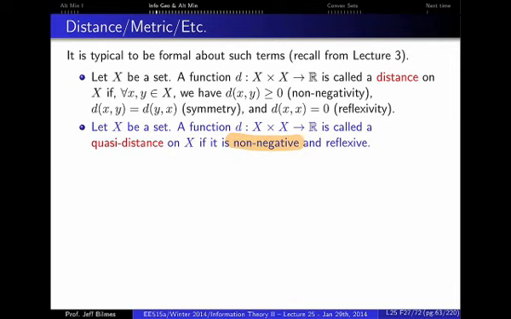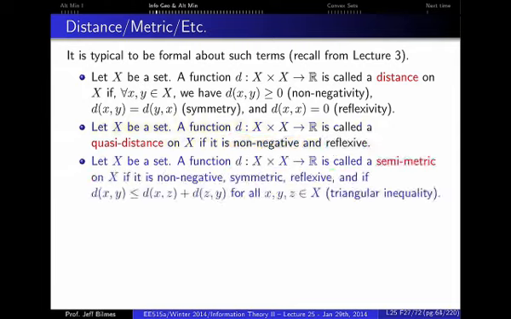Non-negative and reflexive. All right, so that's not a lot of constraints. We have other things, like a semi-metric. A semi-metric is another form of one of these functions that has to be non-negative, symmetric, and reflexive, and it has to satisfy this fourth property, namely the triangle inequality.